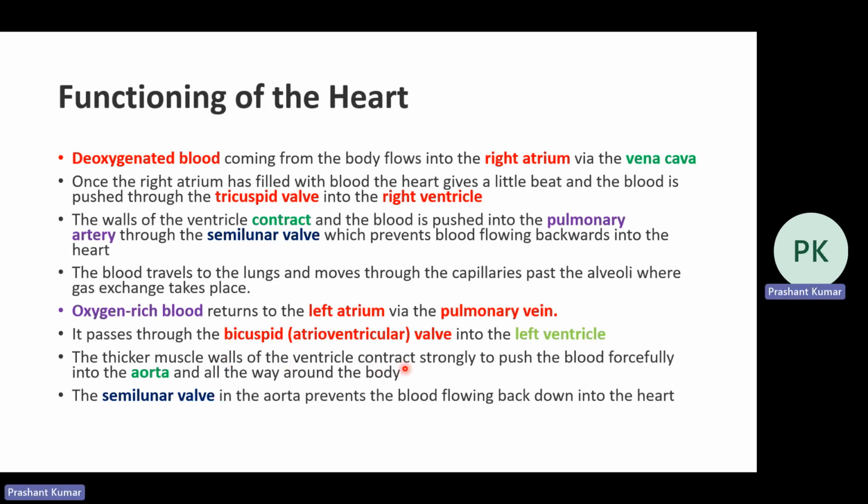The thicker muscular wall of the ventricle contracts strongly to push the blood forcefully into the aorta, and through aorta it goes all the way around the body. So semilunar valves in the aorta prevent the backflow of the blood into the heart. So they are maintaining one-way flow, you can say. In short, from vena cava it goes to right atrium, from right atrium to right ventricle, from right ventricle to lungs, from lungs to left auricle, from left auricle to left ventricle, and then aorta. So this is the sequence of how the blood is moving.